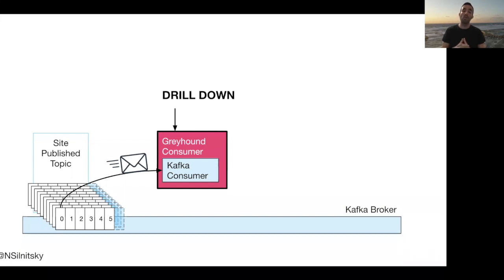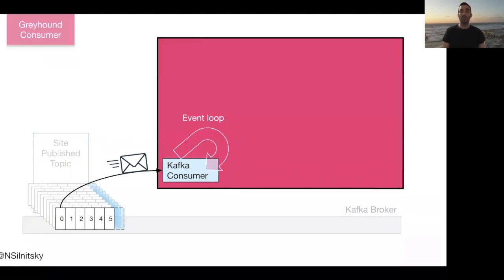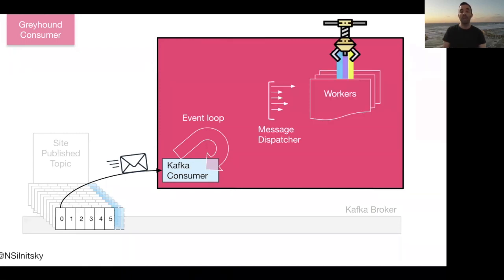Okay, so now I want to drill down a bit into the architecture of the Greyhound Consumer and a little bit about its code implementation. So the Greyhound Consumer is comprised of an event loop that polls messages from the Kafka Consumer, and then it provides these messages to a message dispatcher, which in turn will select the appropriate worker that actually invokes the user provided code on the assigned message.